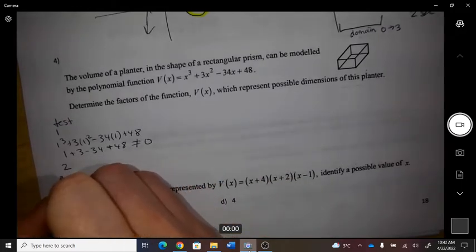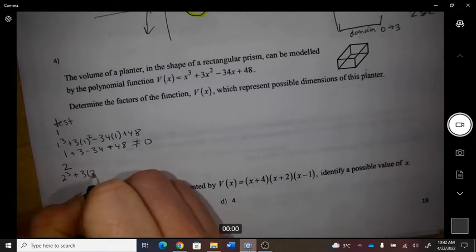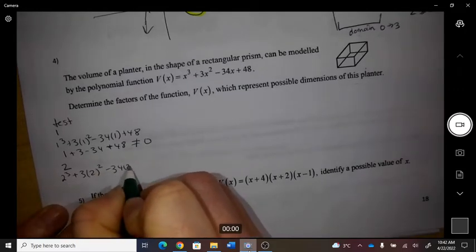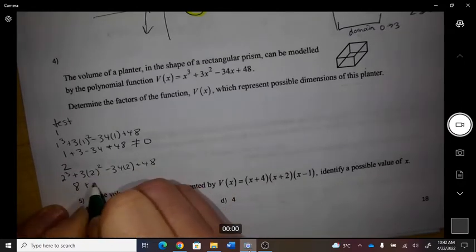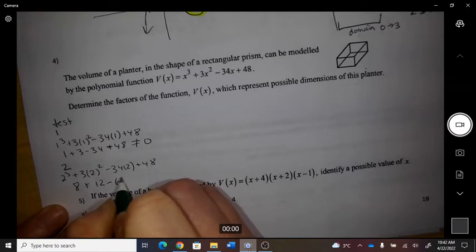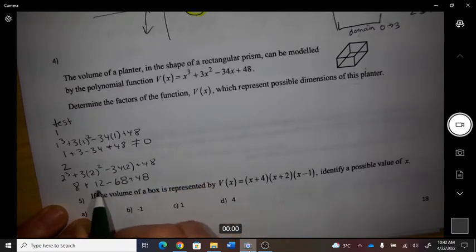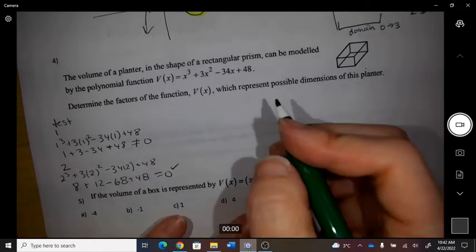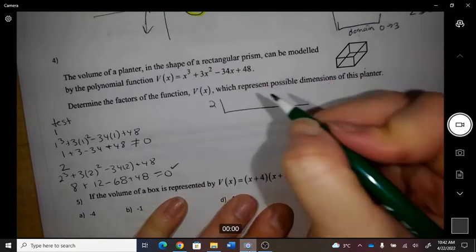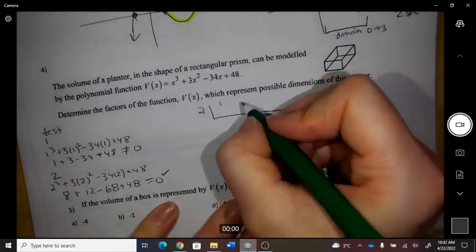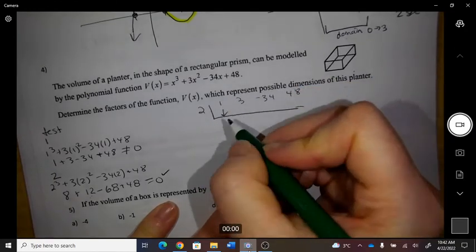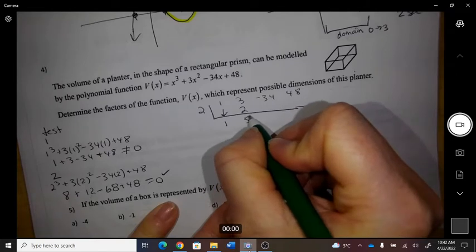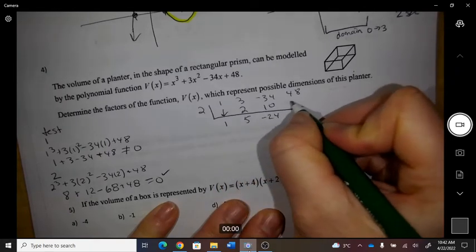Let's test 2. 2 cubed, and so on. Keep plugging in a 2. It is 8 plus 12 minus 68 plus 48. And that is 0. So I'm going to do a synthetic division with a 2. So 1, 3, negative 34, and 48 are the coefficients. Bring that down. 1, multiply, add, multiply, add, multiply, add.